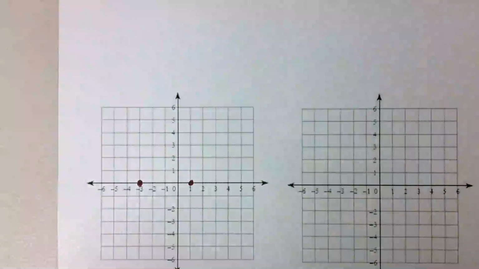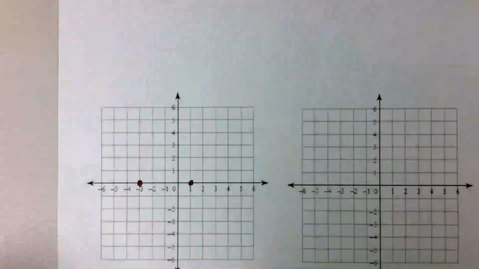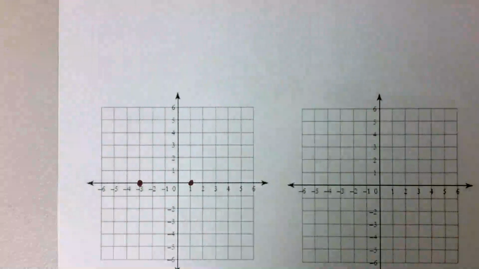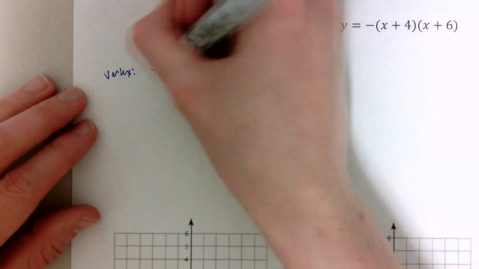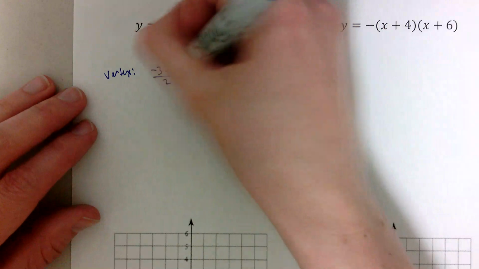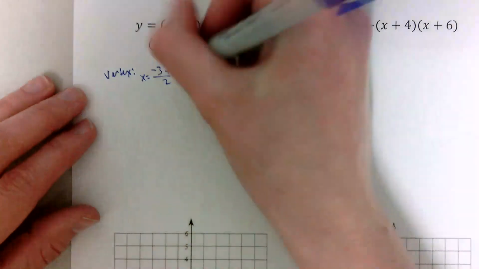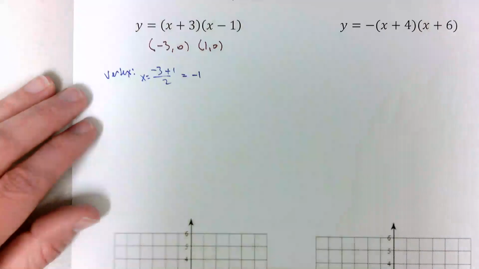All right, now I need to figure out what my vertex is. So to find the vertex, you got 2 different options, right? We can use our little formula. So to find my vertex, I can do -3 + 1 divided by 2 for my x coordinate. -3 + 1 is -2. -2 divided by 2 is -1, right? So that's one way that you can do it.